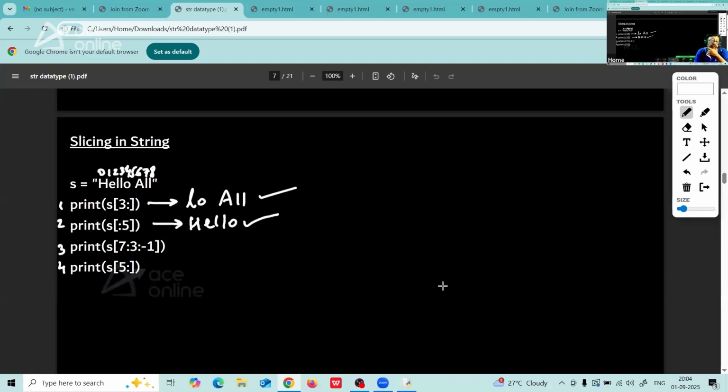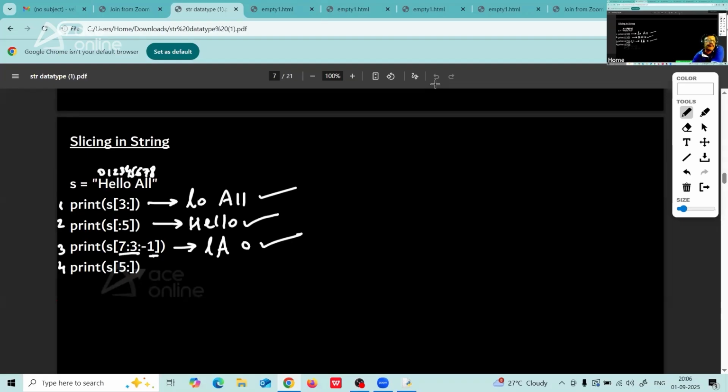7, 3, minus 1. What did you get for this? So, the output of this, it will be 7 to 4. 7:3 is given. So, it should be 7:4, correct? So, seventh index is L. Then you are coming backwards. So, after this L, we will get capital A. Then we will also get the space and up to 4. So, L, A, space, O, absolutely you got it correct.